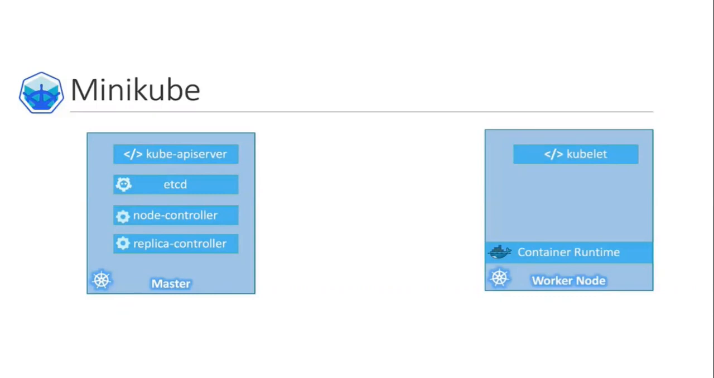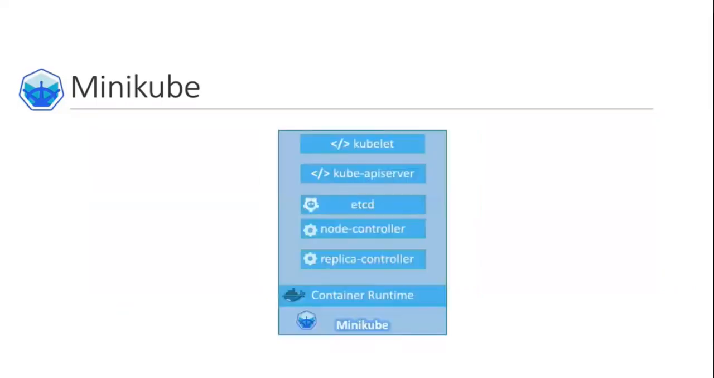Now, what do you mean by Minikube? Bundled together. You have the kubelet, the API server, etcd, node controller, replica controller, and container runtime, everything in the same node in Minikube. So Minikube is a product that you can install on a 2 GB or 4 GB RAM machine and practice Kubernetes on that.